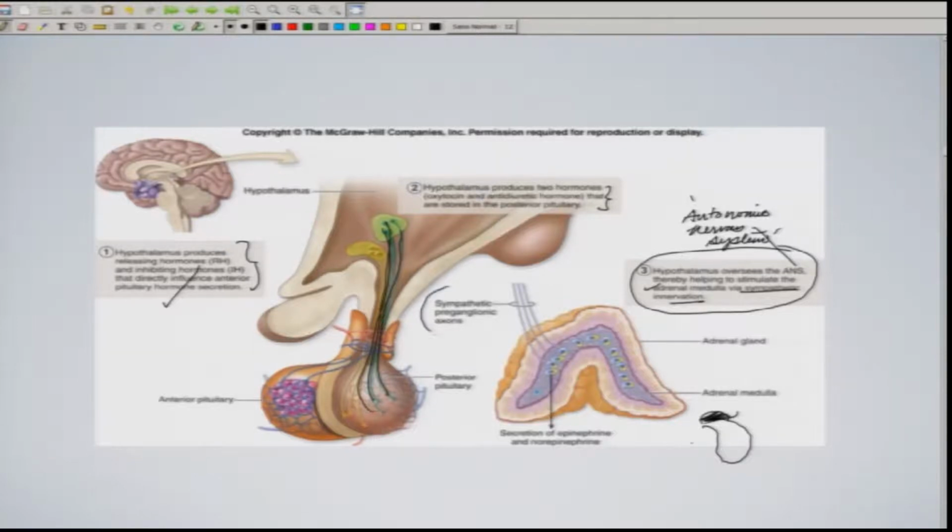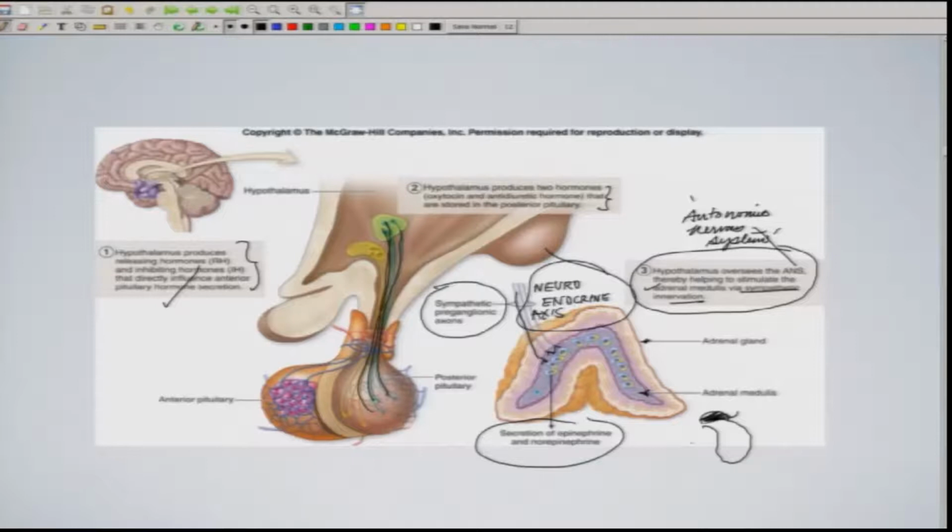So, this is where it is, sympathetic preganglionic axons forming synapses on the adrenal medulla. So, this is basically a neuroendocrine axis. This is that neuroendocrine axis we are talking about. Here you have the adrenal gland, you have the adrenal medulla, this is the adrenal cortex, and the secretion of epinephrine and norepinephrine from the adrenal medulla is regulated by the neuroendocrine axis.